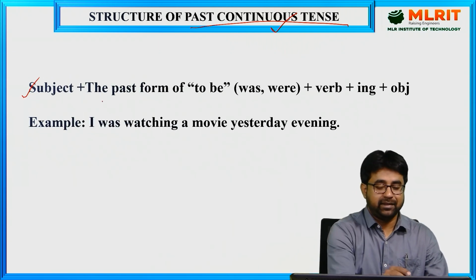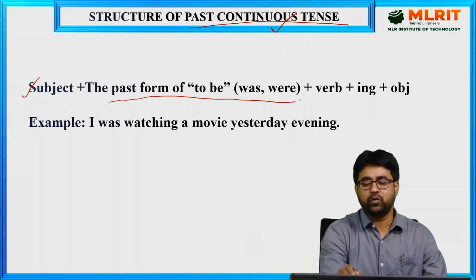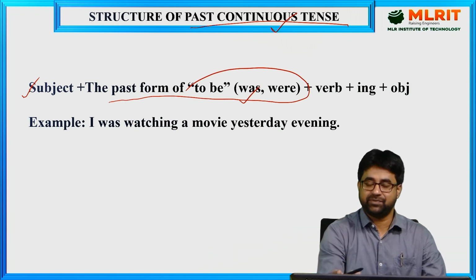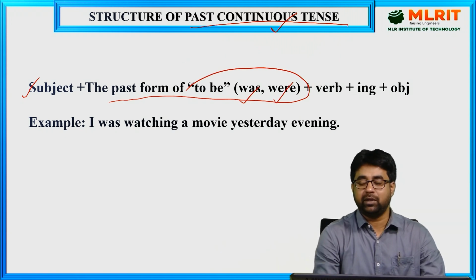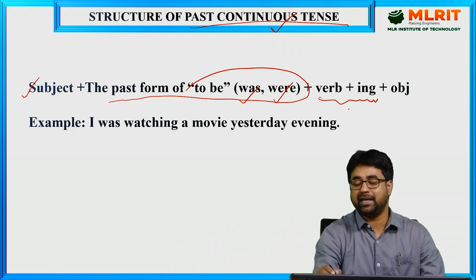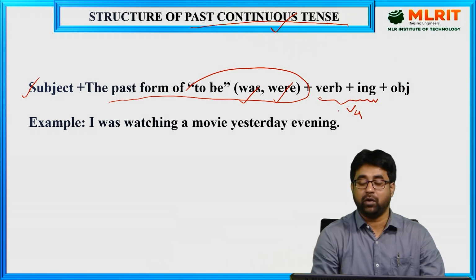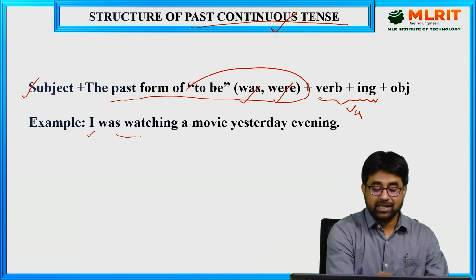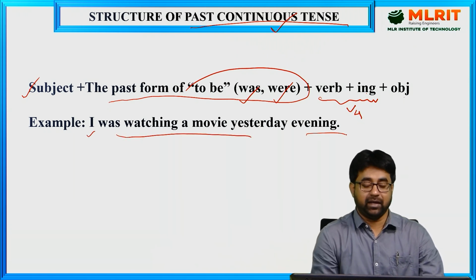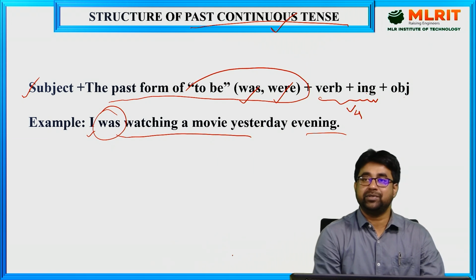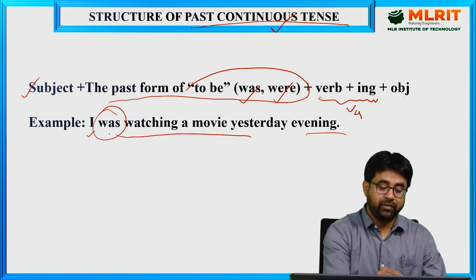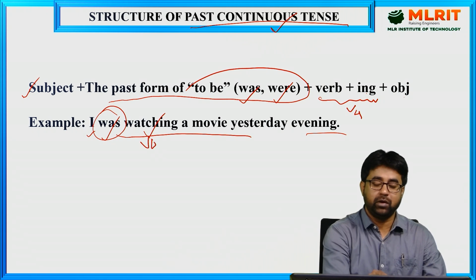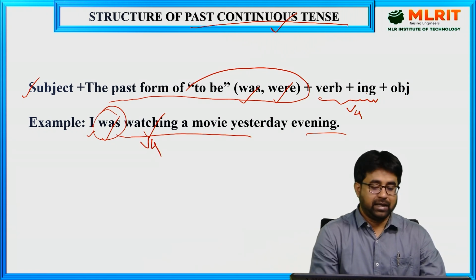Subject, then the past form of to be, meaning the past form of the be verb. That can be was for a singular subject, were for a plural subject, and then verb plus ing. This is what I was talking about: V4, verb plus ing, and then object. See, I was watching a movie yesterday evening. So I am using what? The past form of the be verb, that is was, and then watching, watch plus ing, that is V4, and then object. Fine. Now let's see the usage.